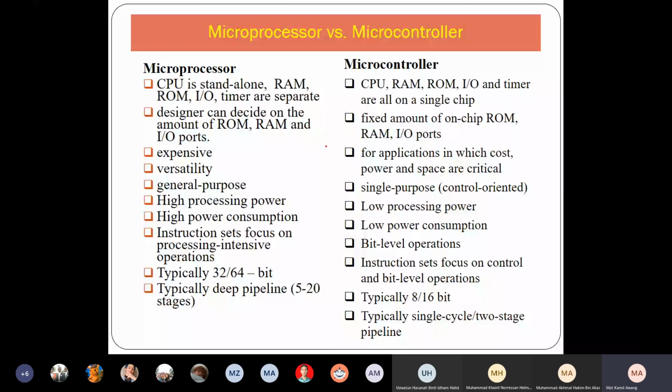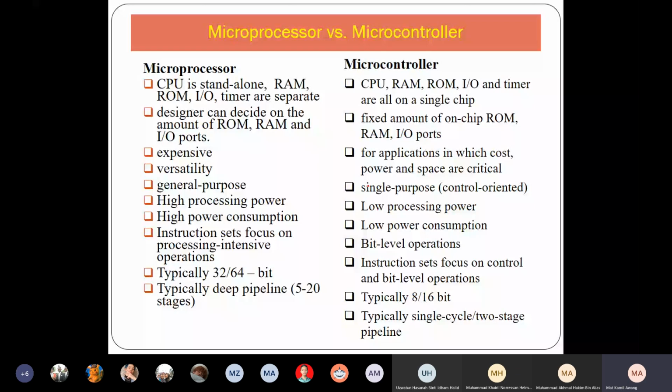And microprocessor is very versatile. It can be used for general purpose. Whereas microcontroller is single purpose or control oriented. It depends on your application. For certain applications, maybe, for example, you use PIC, or for certain applications you can use Zilog.